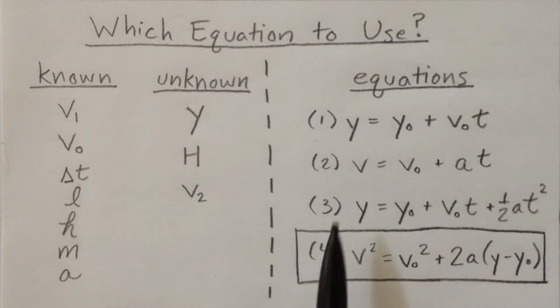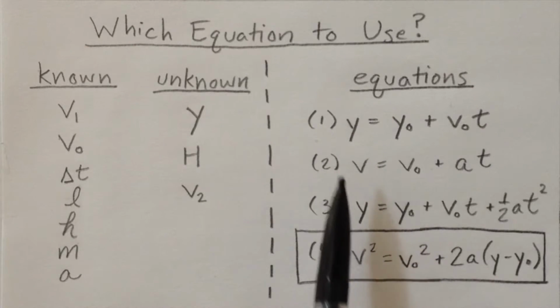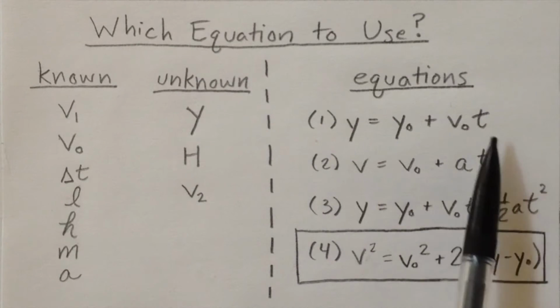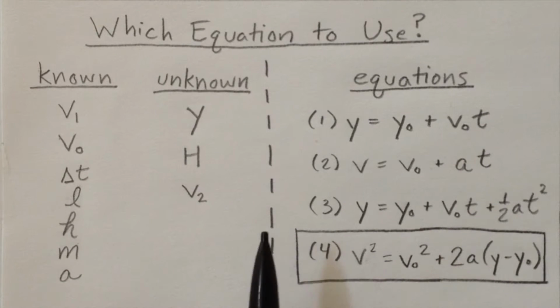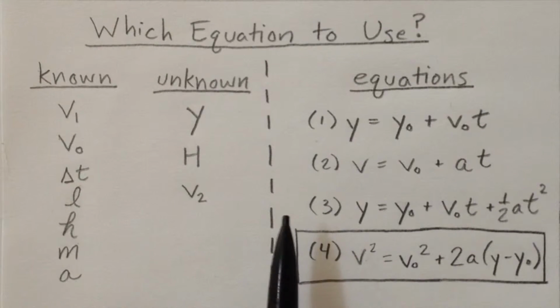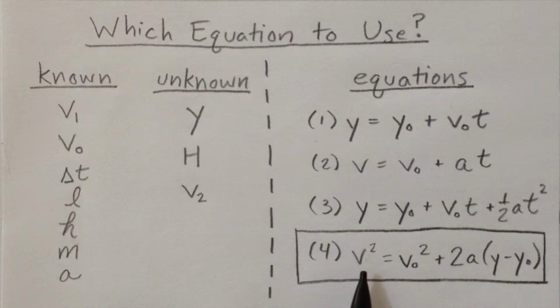If we look at our kinematic equations here, we can immediately eliminate the first three because they are all functions of time, and we do not know the amount of time it takes for the flower pot to go from the top of the building to the top of the window. That leaves us with this fourth equation here, where v will be the velocity of the flower pot as it passes by the top of the window, v0 is its initial velocity, a is the acceleration due to gravity, and y will be the variable we're solving for.